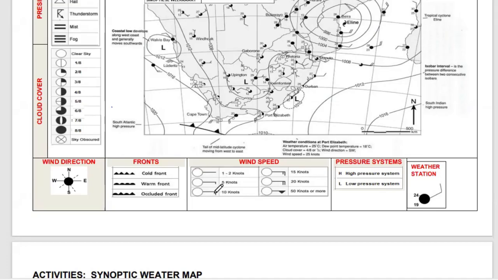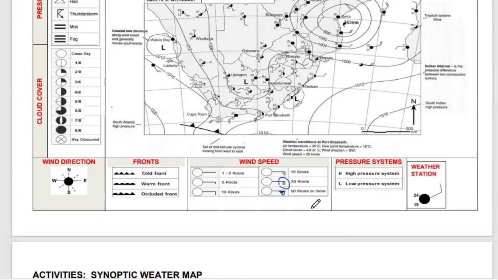And if there's 15, it means it's 10 plus 5. 10 is indicated by 1 full feather at the end, whilst half of it is indicated by half a feather at the end. So a full plus a half, meaning 10 plus 5 gives us 15. Then when there are 2 full feathers at the end, like what is indicated here, we indicate that is 20 knots. It's 10 plus 10. Then when it's 50, we put that triangular inclination at the end, like what you are seeing there, to indicate that we've reached 50 or more knots.